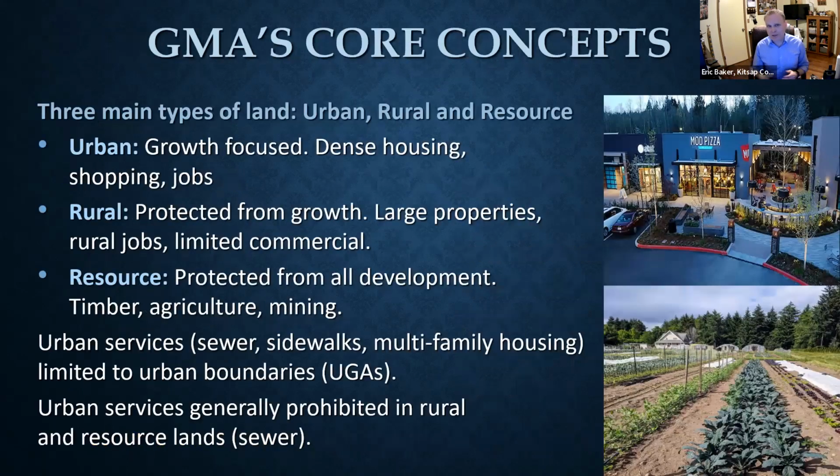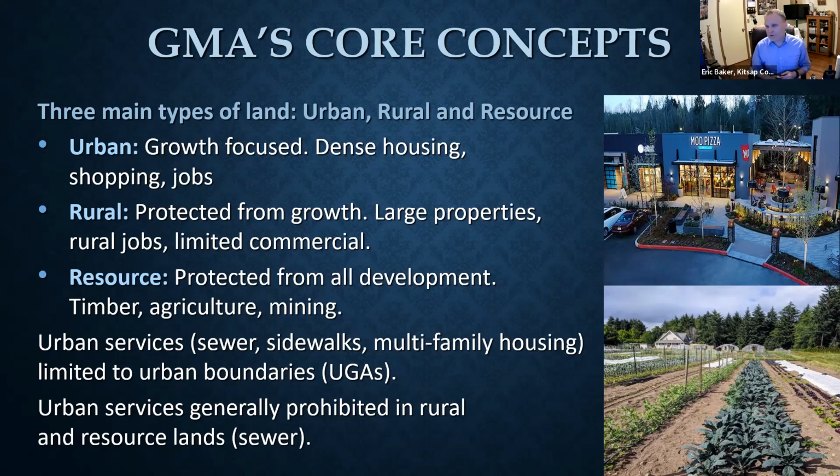Generally, the comprehensive plan has three types of land. There's the urban land, which is where we're going to be spending a lot of our time tonight, focusing on urban growth areas where growth is intended to be directed. That's places like Kingston, Silverdale, the cities of Poulsbo, Bainbridge Island, Port Orchard, and Bremerton, and their surrounding urban growth areas.